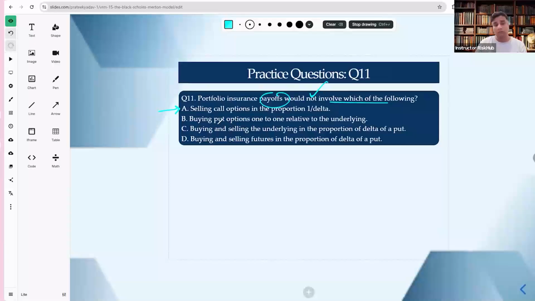I'm just confused. Buying put options 1-to-1 related to underlying. That makes sense. The question is would not, right? Buying and selling the underlying in the proportion of delta of the put. Buying and selling futures in the proportion of delta of a put.